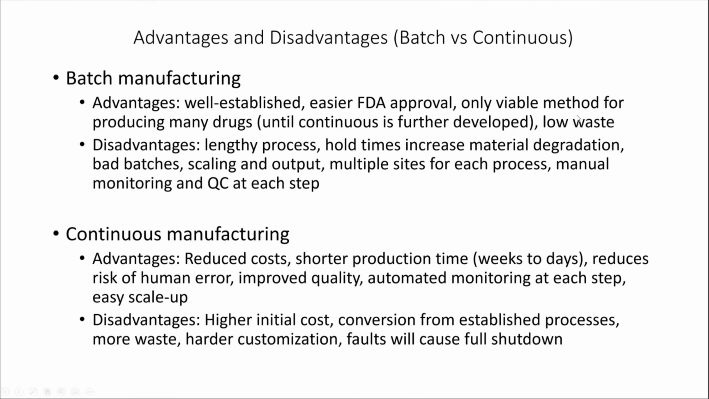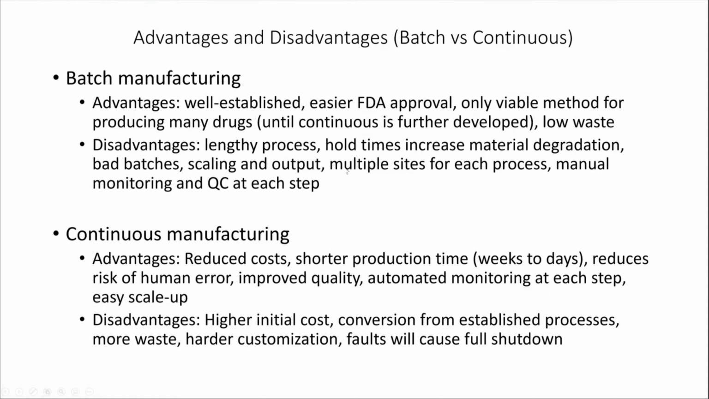Also, there's low waste. You use the batch, you take in all the raw materials, you make the product, there's some byproducts, but then there's no extraneous waste. Disadvantages: it's lengthy. It's longer than continuous. Hold times might increase because if one thing stops, then the whole batch is maybe lost. There could be bad batches.